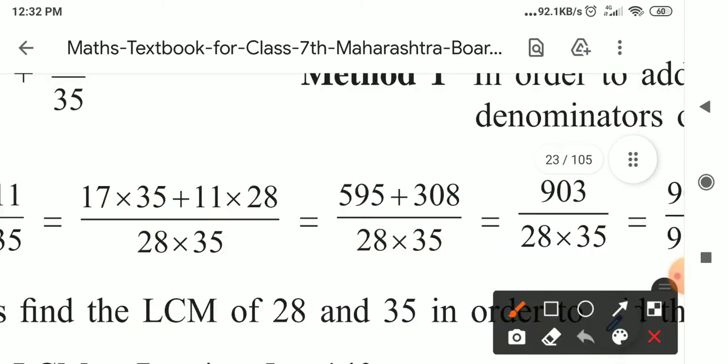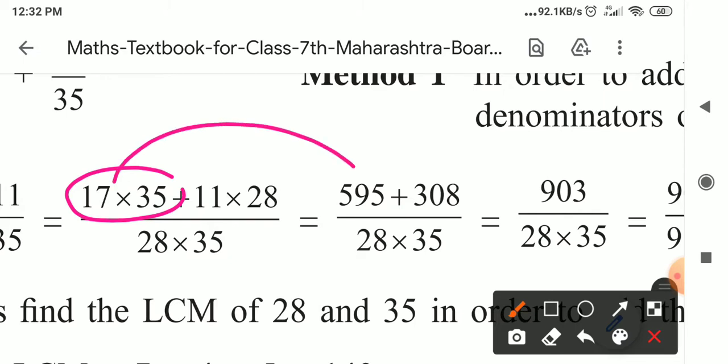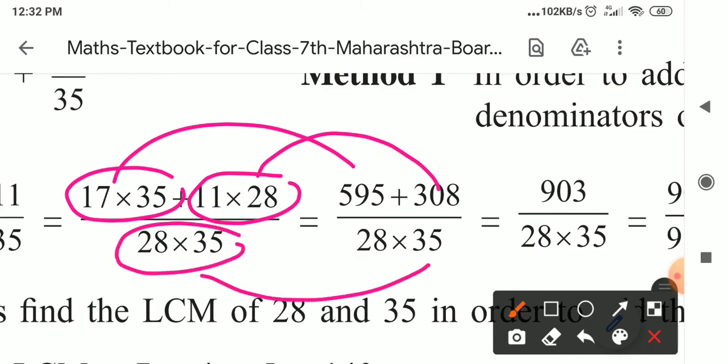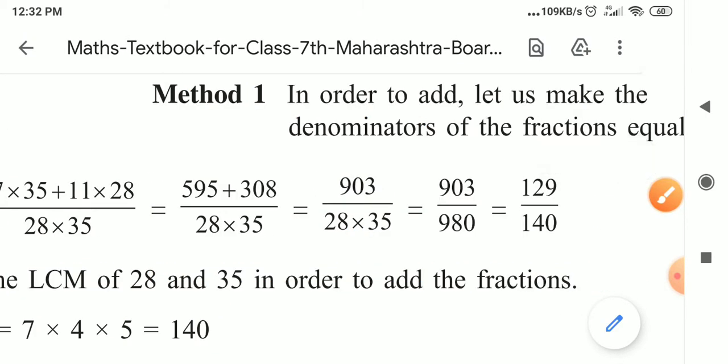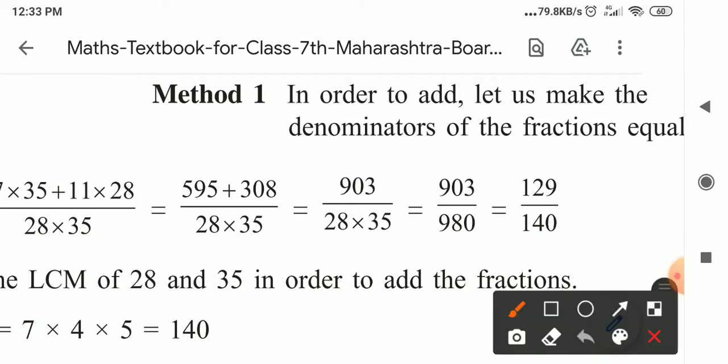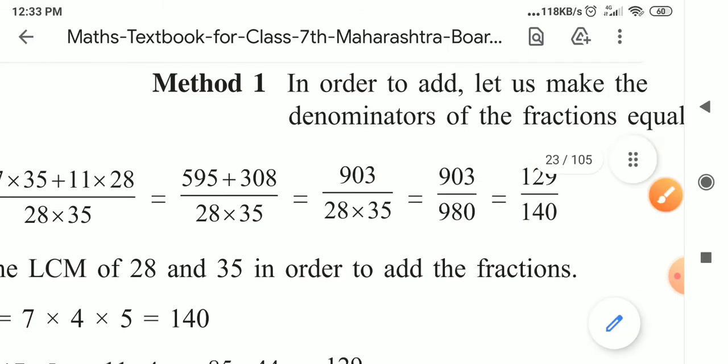The multiplication of 17 into 35 is 595, plus 11 into 28 is 308, and the denominators' multiplication is how much? They kept it here as it is, to divide this, or its multiplication is 980. And when you divide this, 903 and 980, then you will get the reduced fraction as 129 upon 140, and that is the answer.